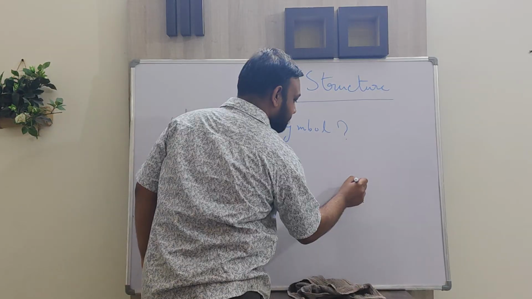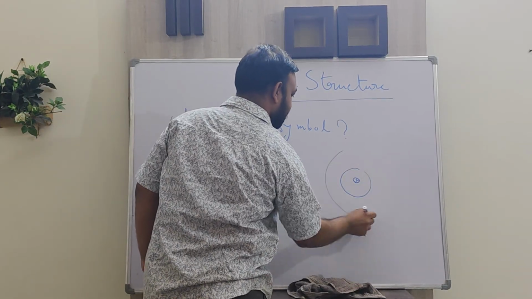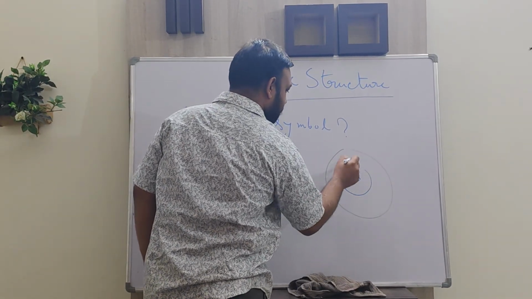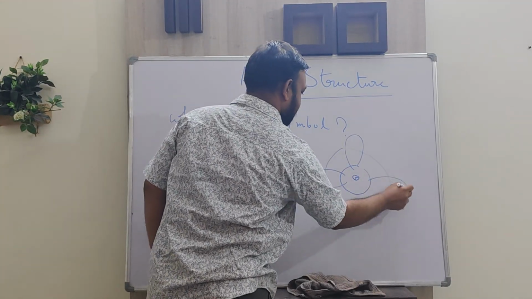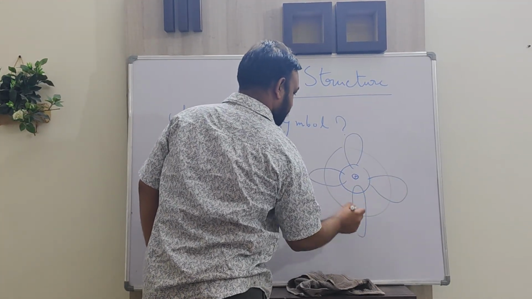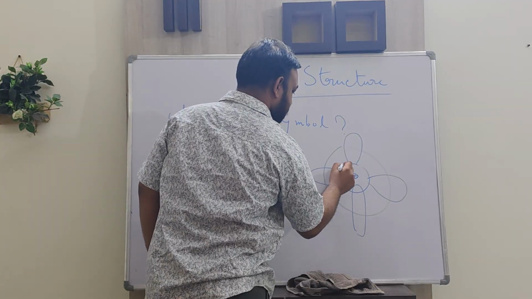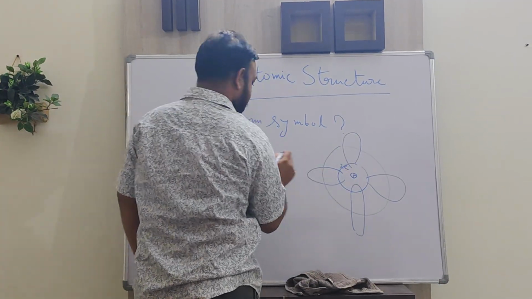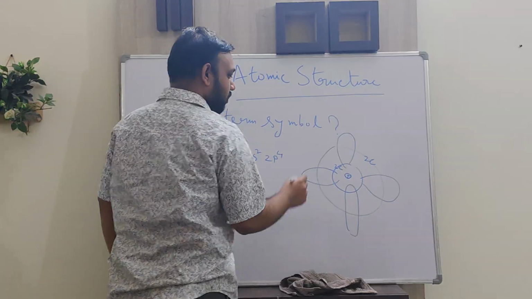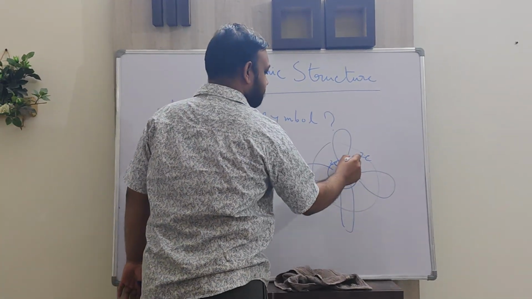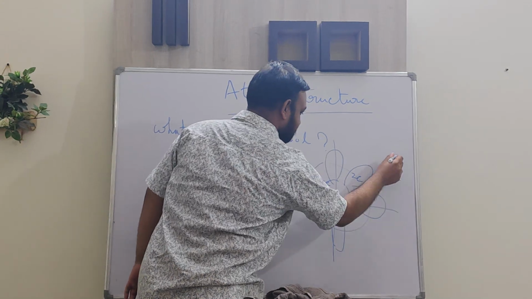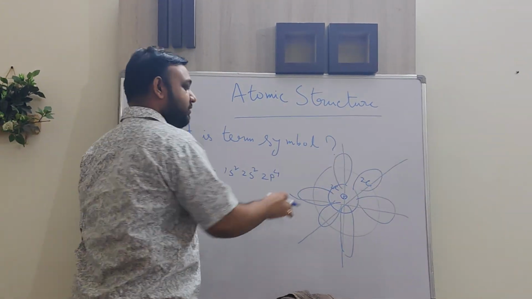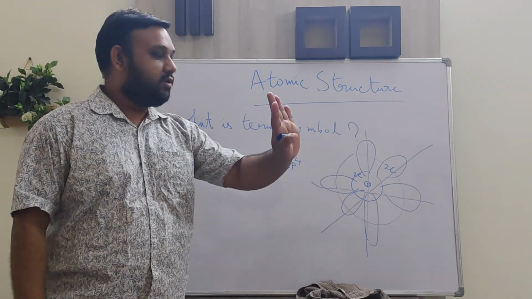There is a nucleus and s orbitals, like here in the s orbital 2 electrons, another s orbital 2 electrons. Also in p orbitals, there are 3 p orbitals possible, right? X axis, y axis and z axis. Among 3 orbitals, 4 electrons will be distributed.